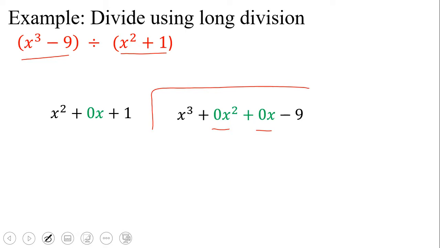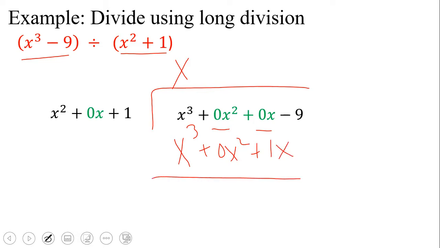So x squared times what gives you x cubed? That would just be x. Go ahead and multiply by everything. So x times x squared would be x cubed plus 0x squared plus 1x. Draw the line, change the signs. The cubes are gone. There are no squareds. 0x minus 1x is negative 1x, and then bring down the 9.